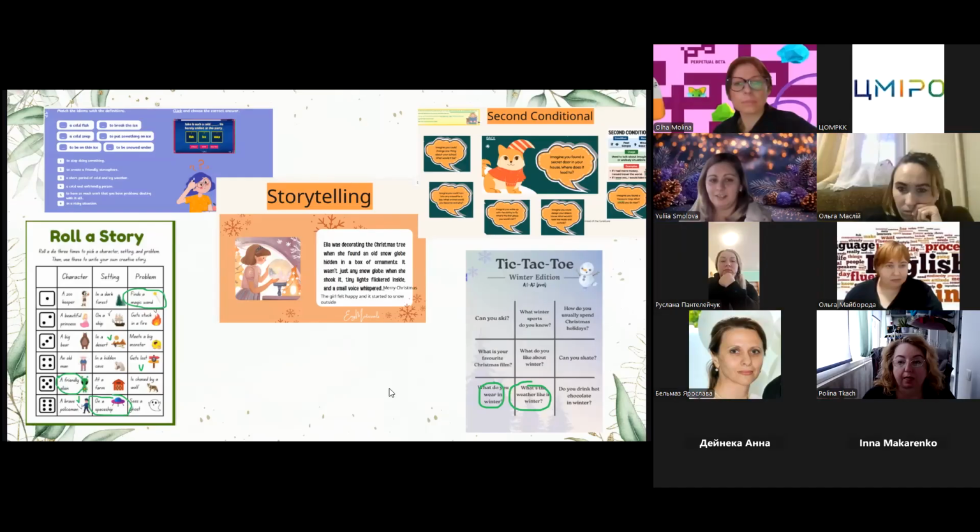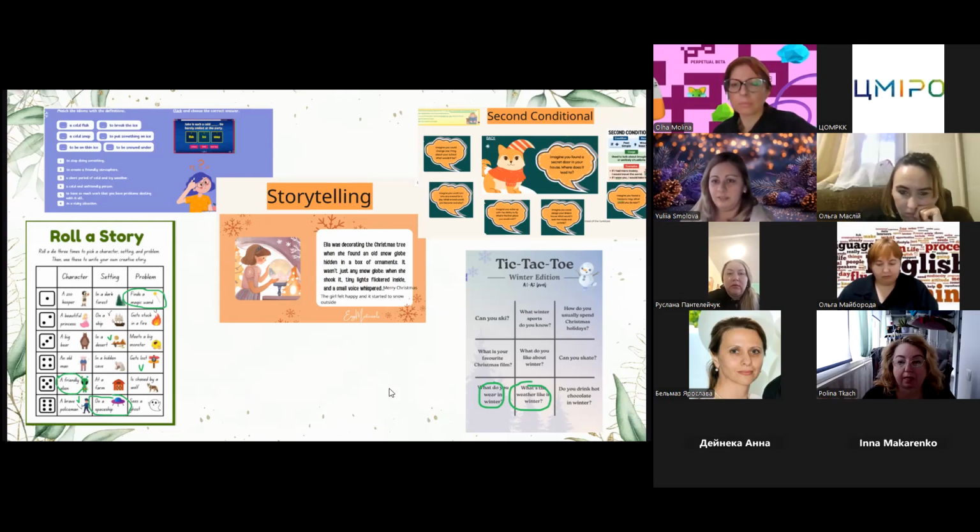You throw the dice and you get the topics like a person, the character, the place, and the situation. And you have to create a story. Of course, if you have a lot of students in the classroom, you will not have enough time to work with this topic, but you can choose this or that lesson, and during the lesson, a special amount of students who will do this task.